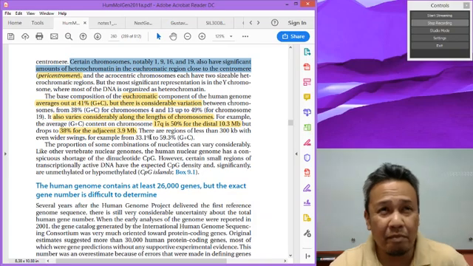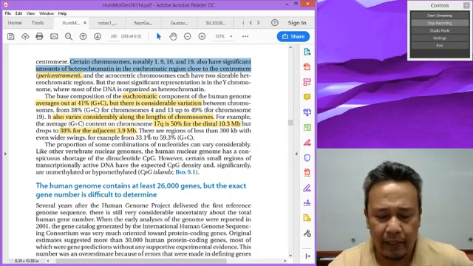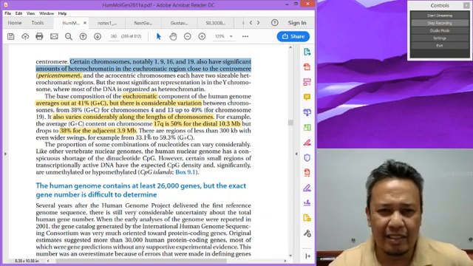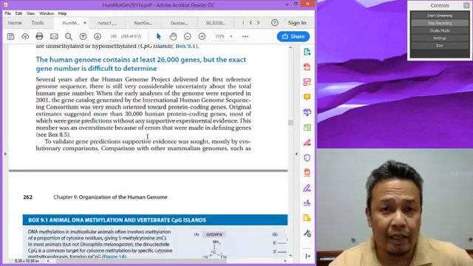There are some similarities here and there, but in general, there's considerable variation. Now, for this part, the number of human genes, I'm going to deal with that in the next video.